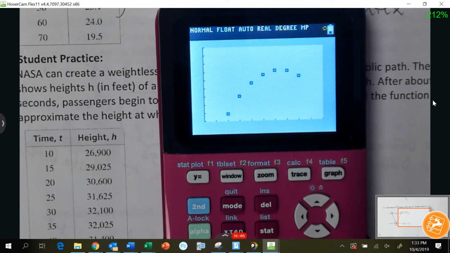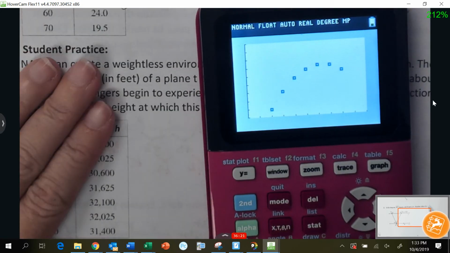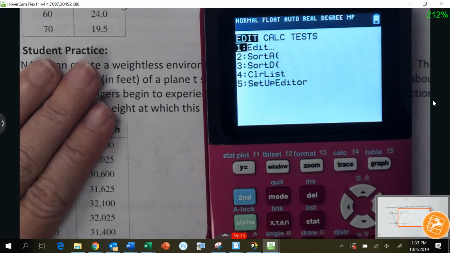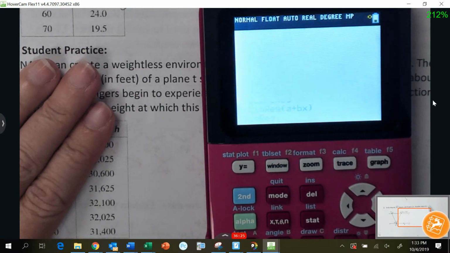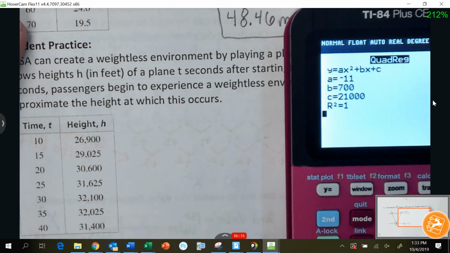What shape does this kind of look like? Line, quadratic, something we don't know? Well, it looks quadratic to me. It looks like a parabola. So if it looks like that, we're going to use quadratic regression. Stat, calc, 5. Ooh, that turned out like perfect.